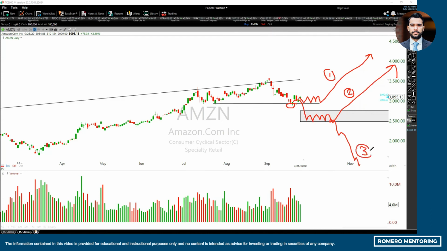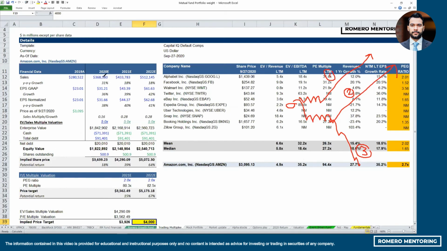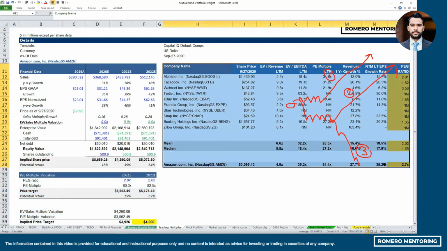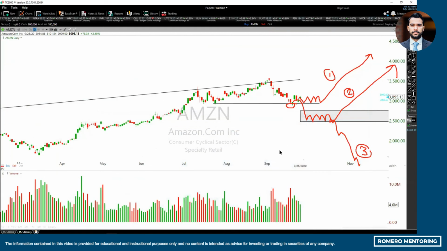So I've given you the longer term analysis looking at charts. I gave you the fundamental perspective by looking at earnings estimates, applying PE and sales multiple valuation, and also looking at the competition, so that you can make your own decision on which direction you think the stock can go.